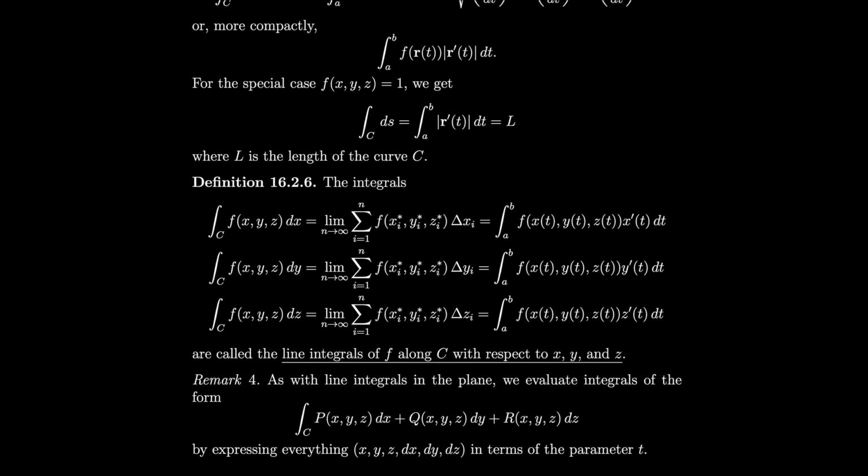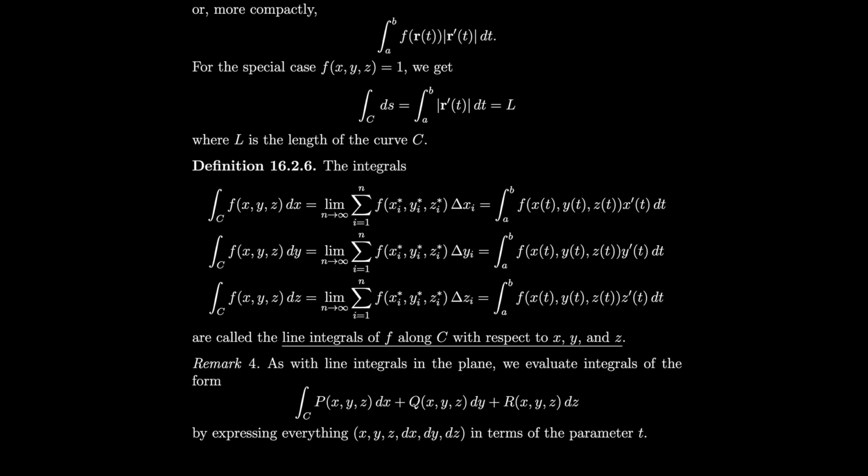As before, we can define the separated line integrals with respect to x, y, and now z. We do that just by writing each of our sums with a delta x_i, delta y_i, delta z_i. So when we convert it to the integral, we get dx is x prime of t dt, dy is y prime of t dt, and dz is z prime of t dt.